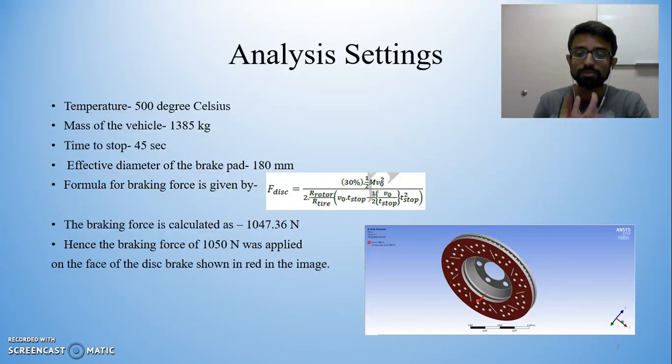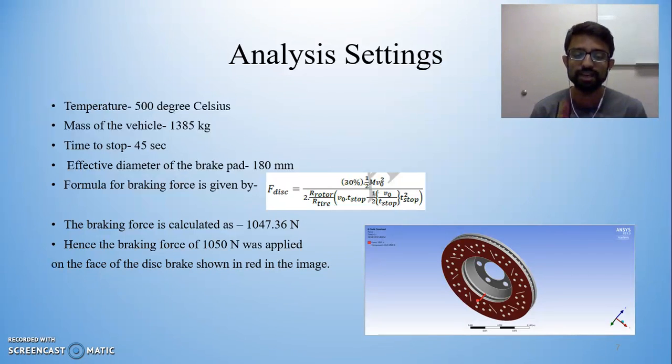Now, the mass of the vehicle was considered to be 1385 kgs. The time required, or the braking time of the vehicle, was 45 seconds, and the effective diameter of the brake pad, which is again the external diameter of the disc brake that I've used, was 180 mm. The formula used for deriving the braking force is the formula given over here. Once I plugged in all the values, I derived the braking force to be around 1047.36 newtons.